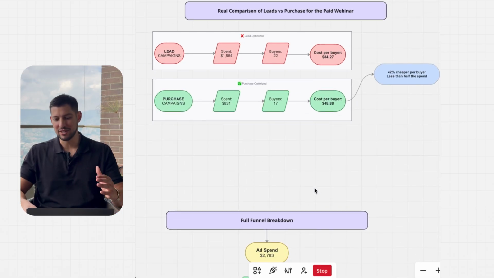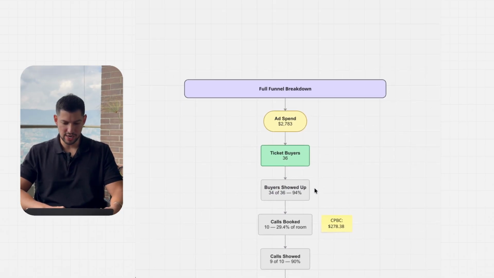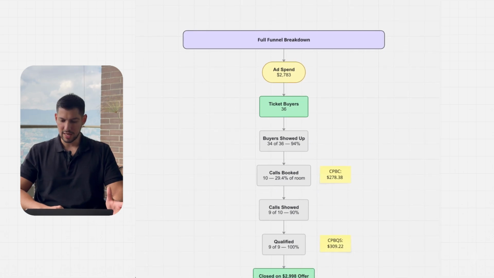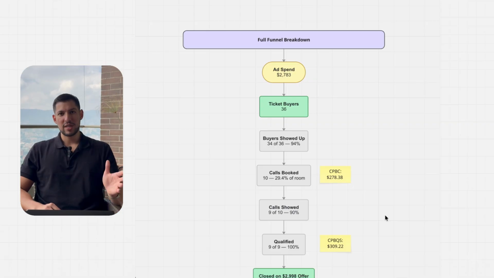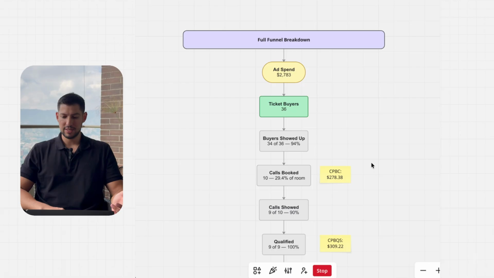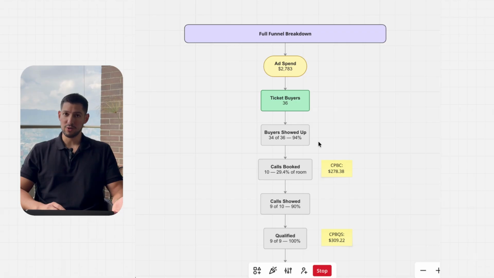By the way, if you wanted to look at the full funnel breakdown, I know I told you guys I'd show you that as well. Here's what that came down to. For that webinar we ran, $2,783 in ad spend got us 36 buyers of tickets for the webinar. Again, that was roughly 22 bucks. Out of those 36 people, 34 showed up to the webinar. So almost all of them, a 94% show up rate.